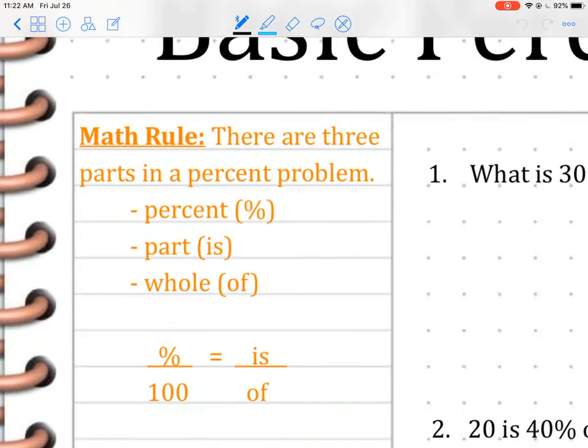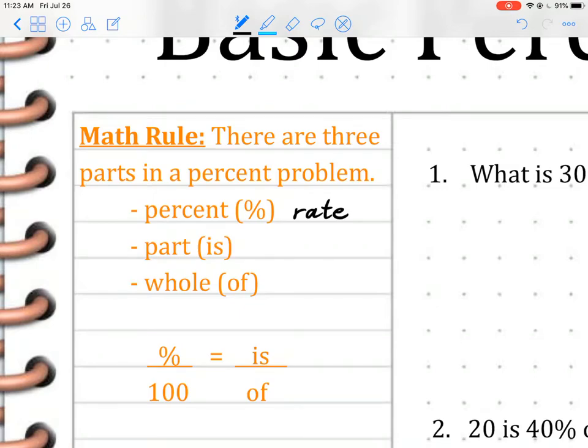The first thing, it doesn't matter which method you're going to use. The first thing you need to know is that there are three parts in a percent problem. You have the percent itself, which will have a percent sign. And this is sometimes called the rate. So some teachers and some books call that the rate. The part is usually associated with the word is, and the whole is usually associated with the word of.